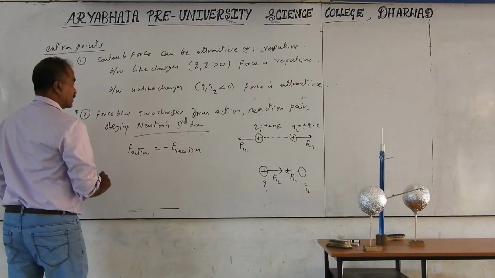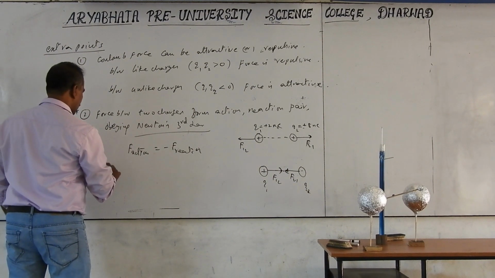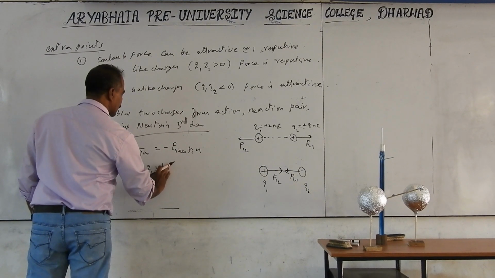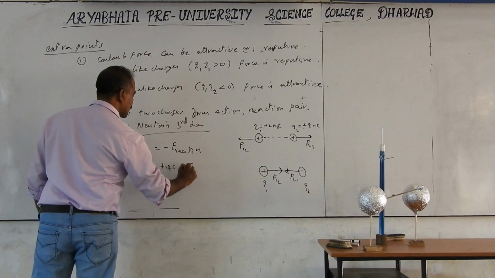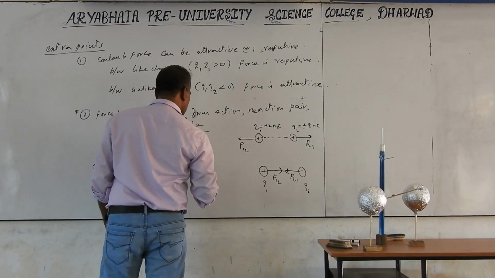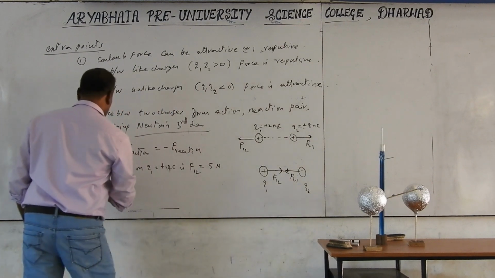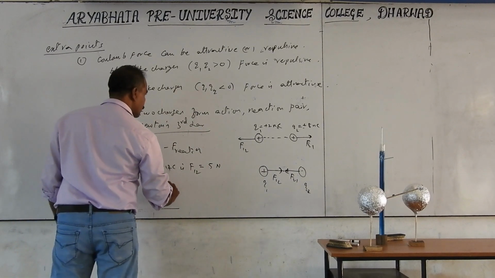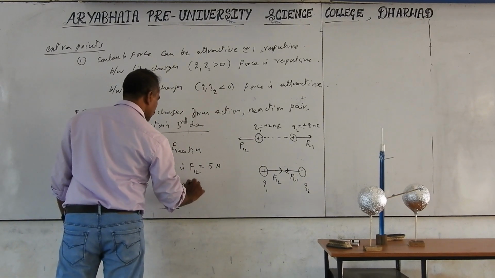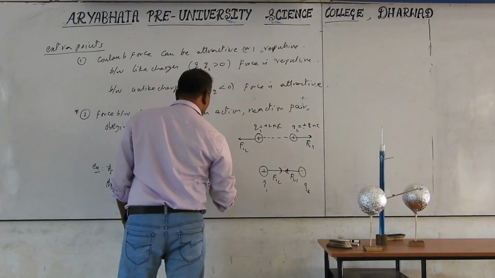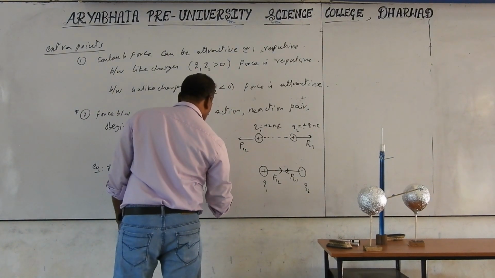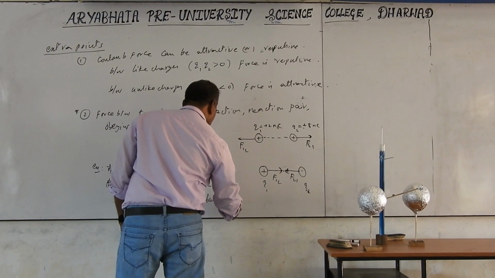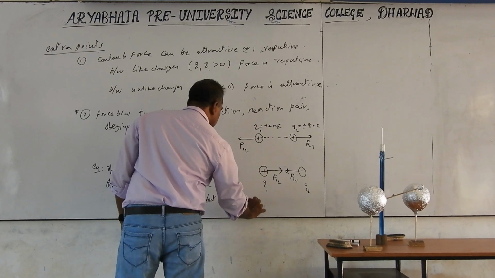So here, for example, if the force on Q1, which is plus 2 nanocoulombs, is F12 equal to 5 newtons, then the force on Q2, which is plus 8 nanocoulombs, is F21, also equal to 5 newtons, but in the opposite direction.